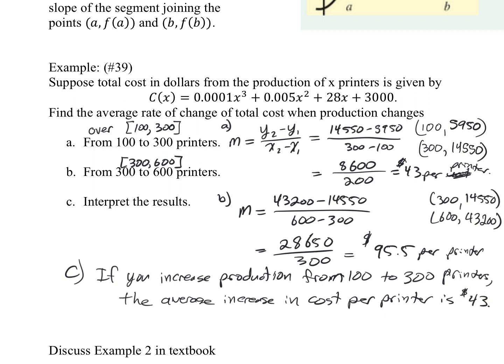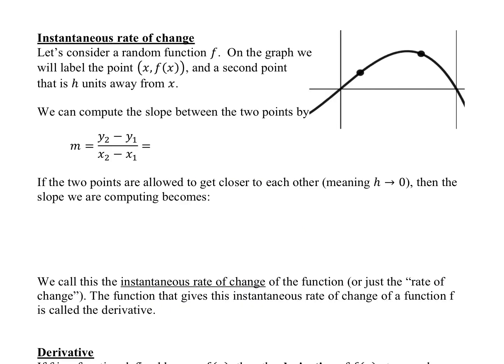I'm not going to take the time to write out a sentence for part B, but we could write something very similar. The increased production from 300 units to 600 units will result in an average increase in cost per printer of $95.50 per printer. All right, we are ready to discuss instantaneous rates of change.